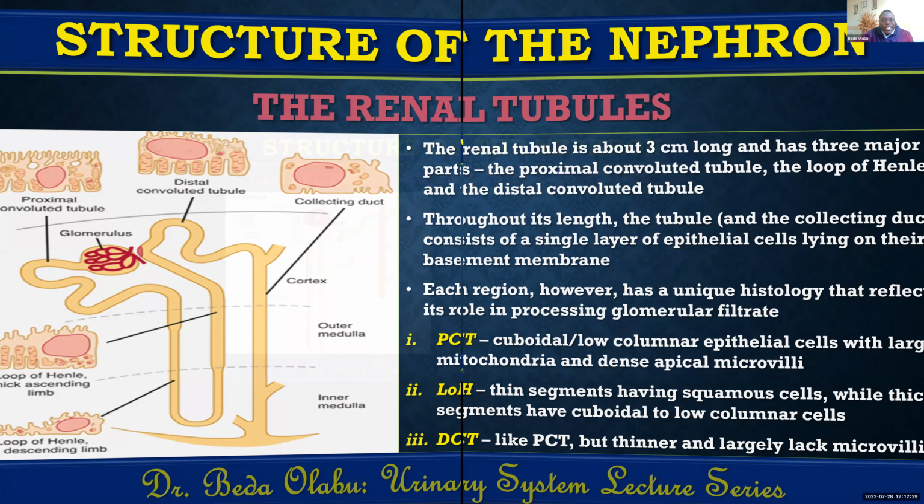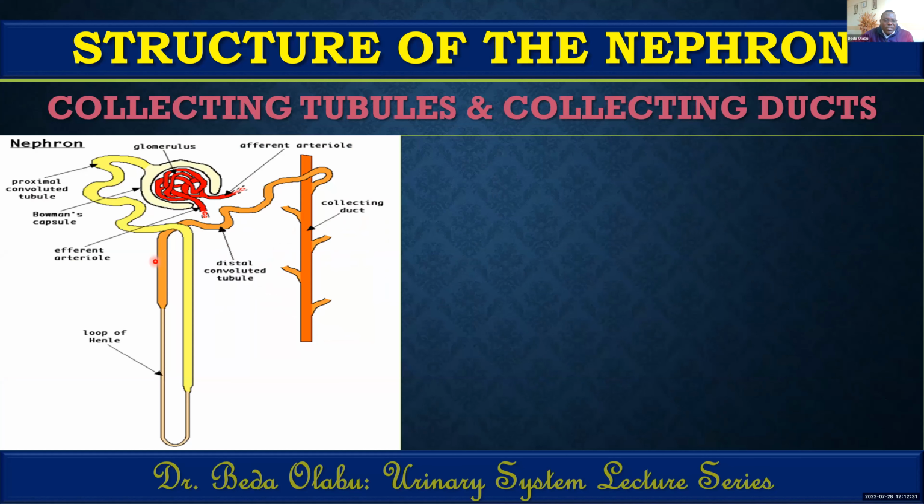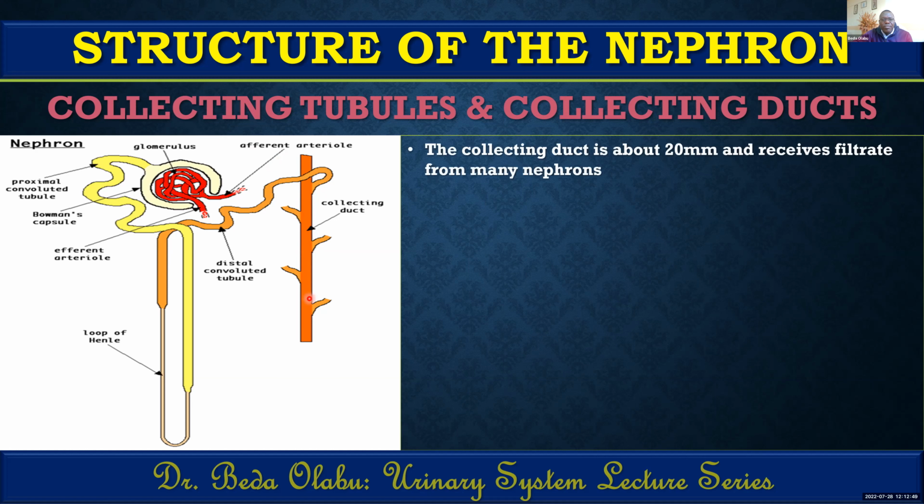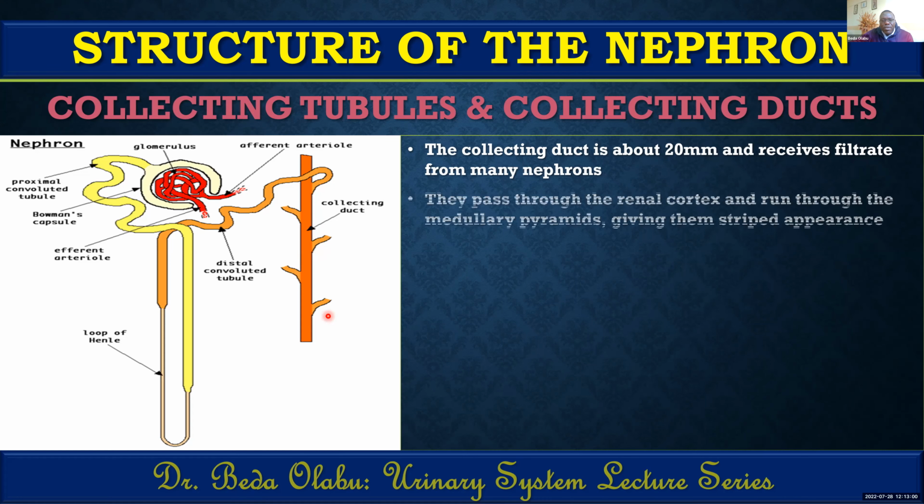Now let's talk about the collecting tubules and the collecting ducts. We generally call this part here, almost entering the collecting duct, the collecting tubule, the straightened part of the DCT. That collecting tubule, or some people call it connecting tubule, and the collecting duct, I'll discuss together. The collecting duct itself is about 2 centimeters long and receives multiple nephrons.